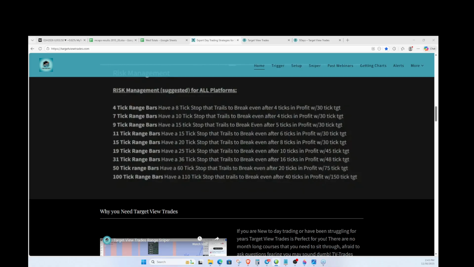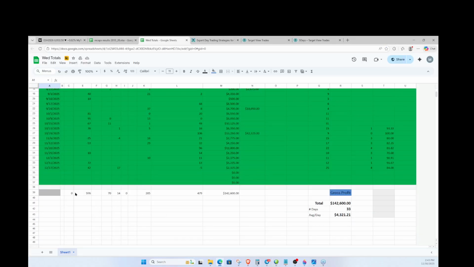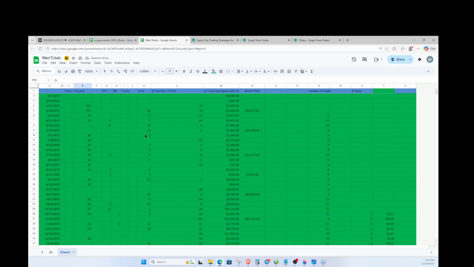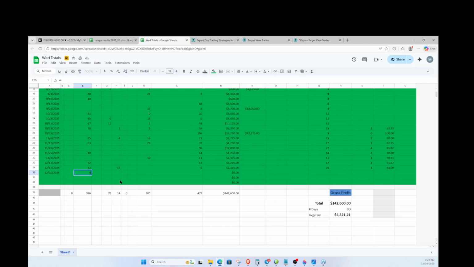So we got 4 ticks on that first trade. Let's just put that in right now before I forget. Today is 12:30, and right now on the NQ, this is the NQ, we got 4 ticks. So today we have 1 trade so far and 0 stops.